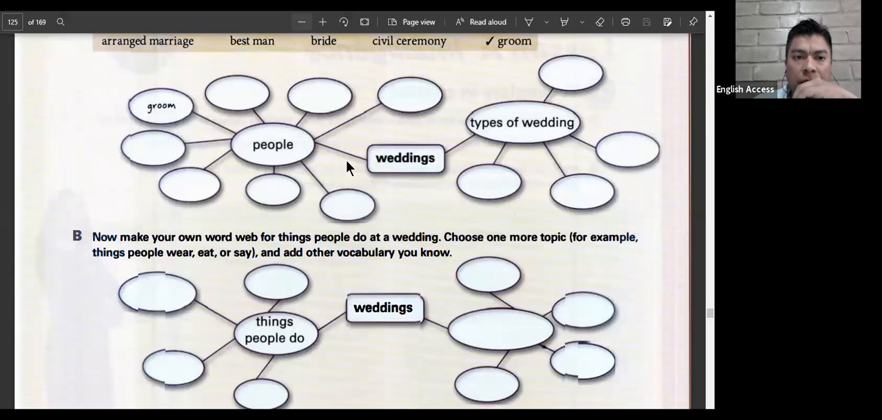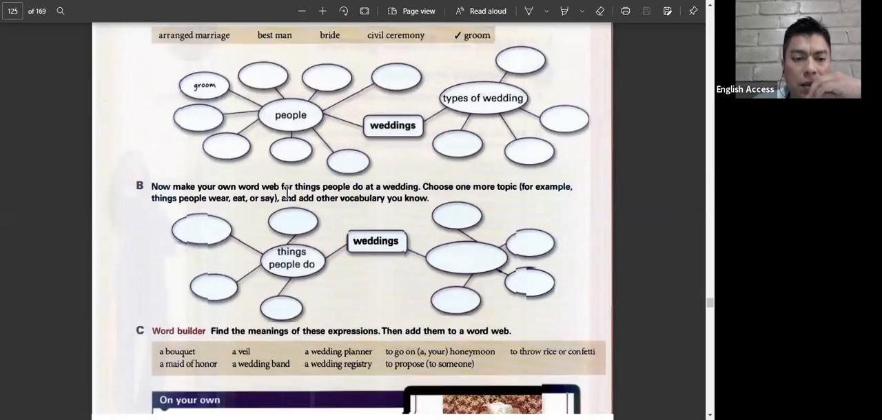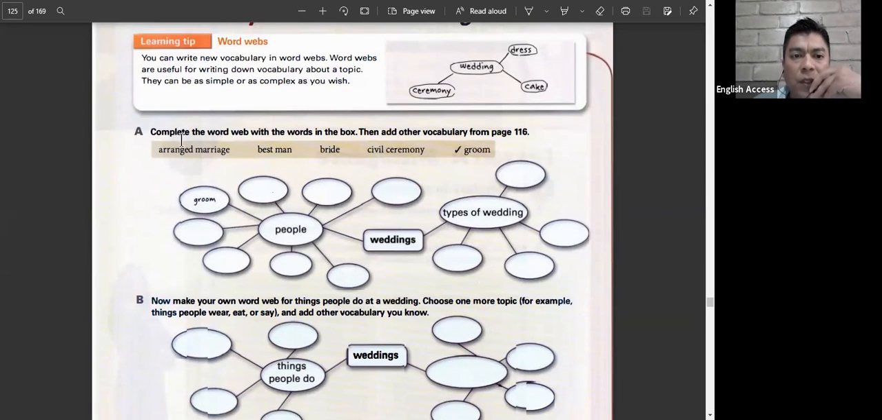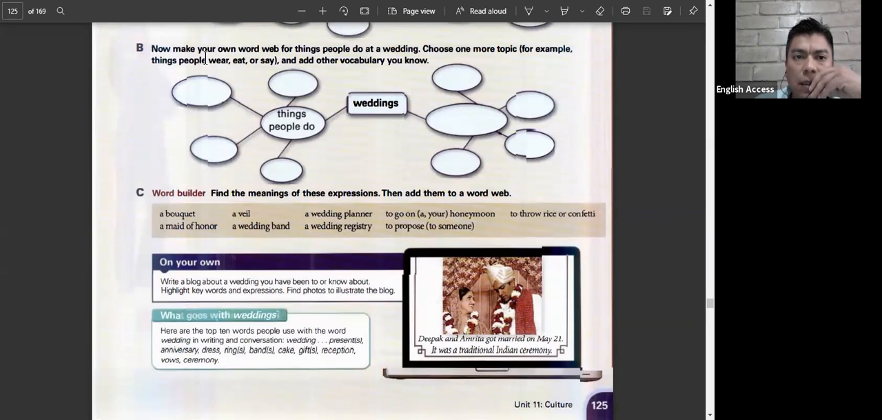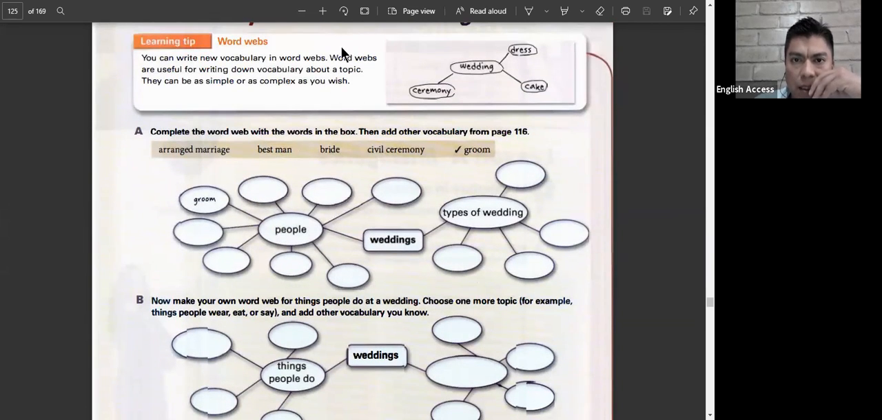Okay. Yeah, there are 3 exercises. Exercise A, complete a word web with words in the box. Then add other vocabulary from page 116. Then exercise B, now make your own word web. And C, find the meaning of these expressions. So let's begin with exercise A.